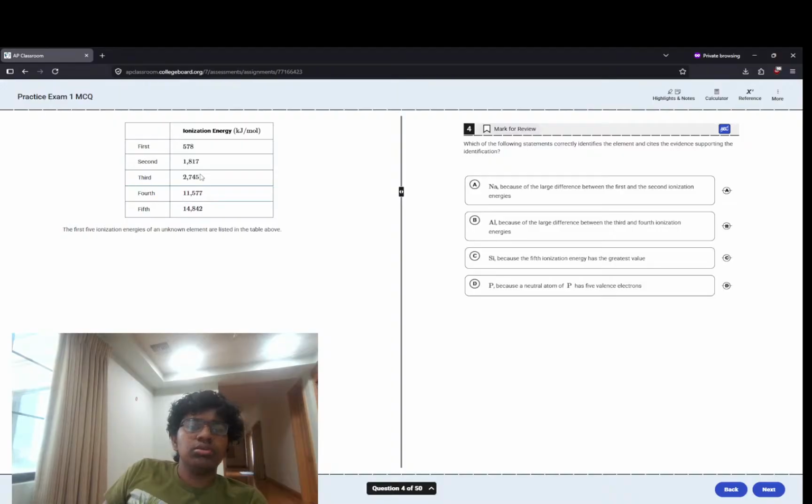Some unknown element. So just look at it. There's a big jump between third and fourth, so it's probably something with 3 electrons to lose. So Al seems right.